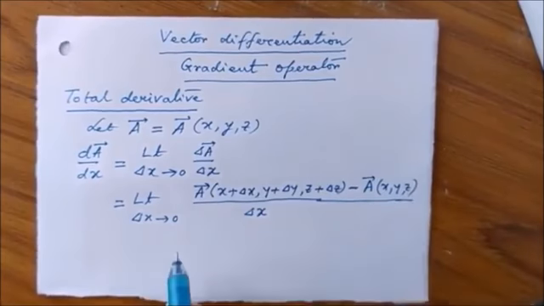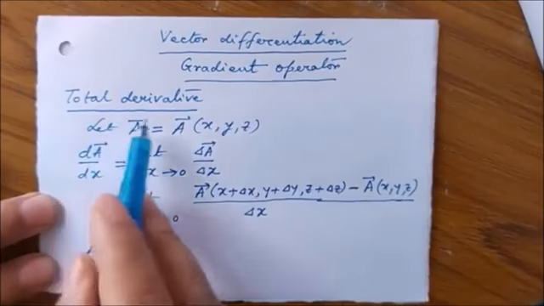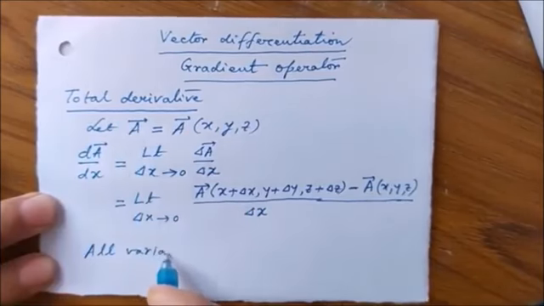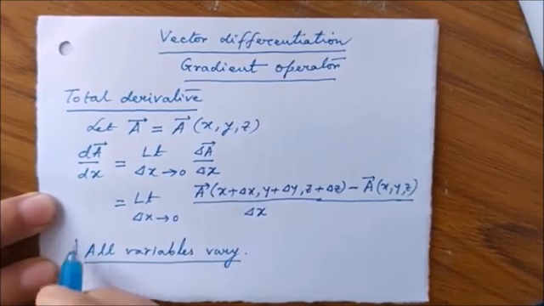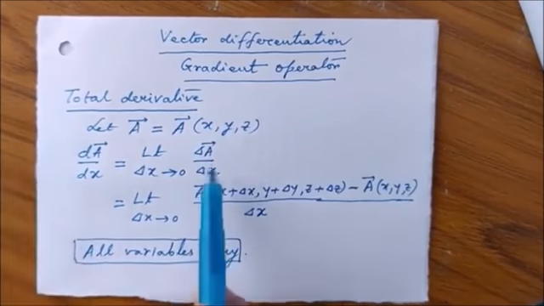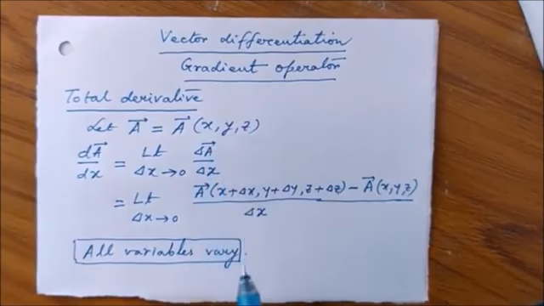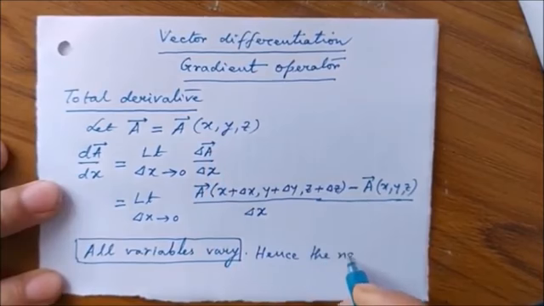So this is the definition of total derivative. The main point is that in total derivative all variables vary. In our case, x, y and z. Hence the name total.